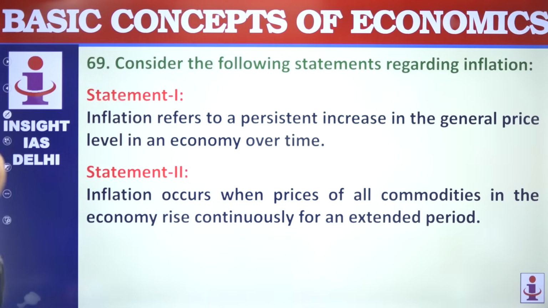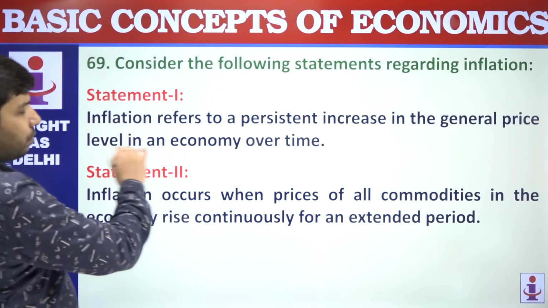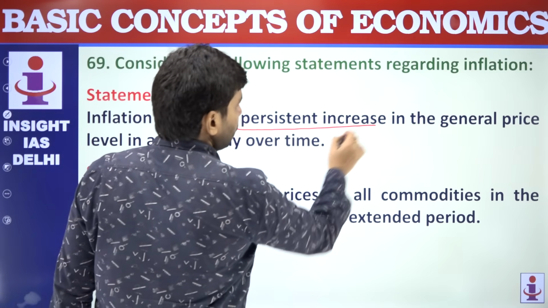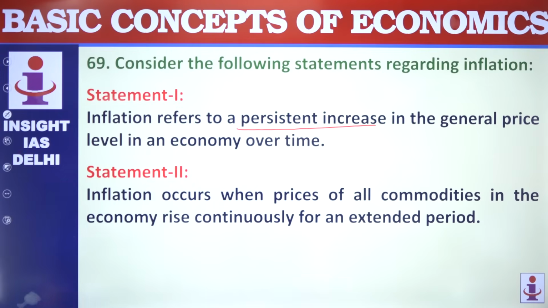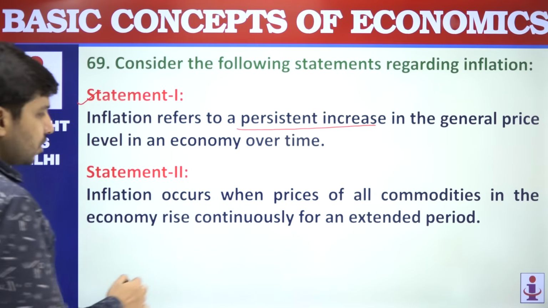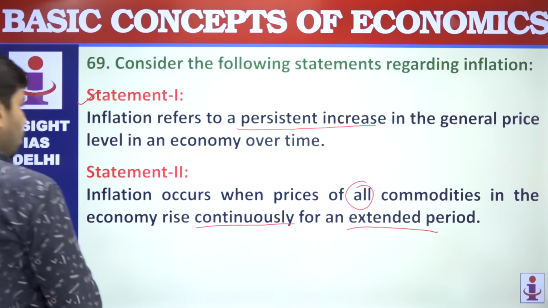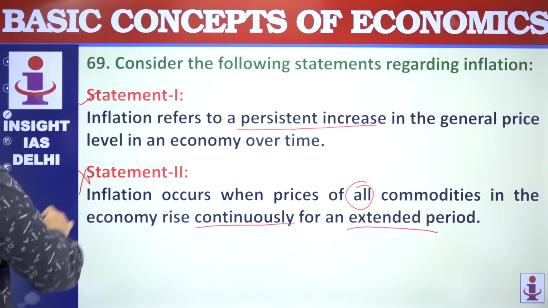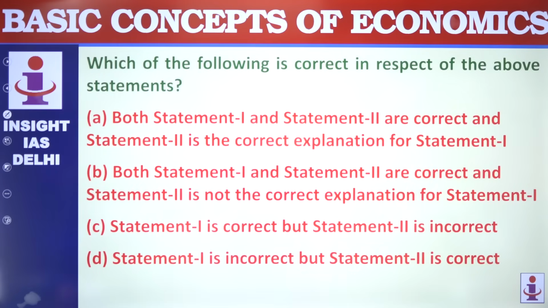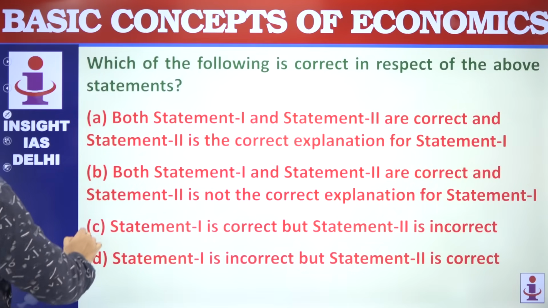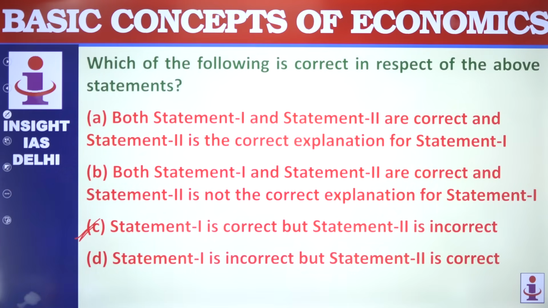Inflation refers to a persistent increase in the general price level in an economy over time. Correct statement. Inflation occurs when prices of all commodities in the economy rise continuously for an extended period, not necessarily all commodities. So statement 1 is correct, but 2 is not correct. Option C is the correct answer.